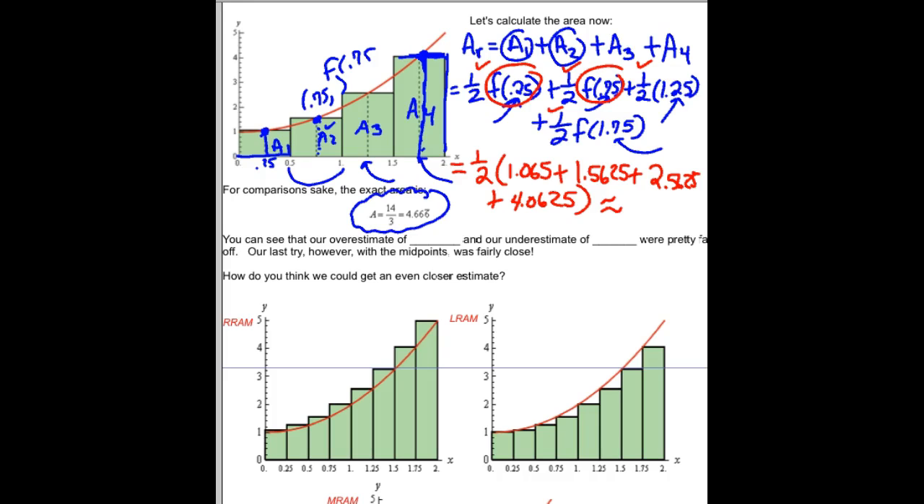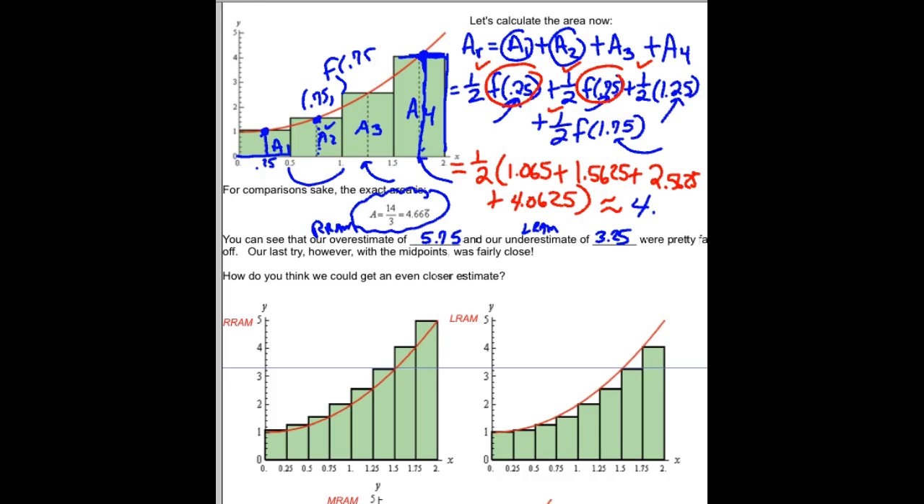We had a gross overestimate with our RRAM. We had 5.75. And then we had an underestimate with our LRAM. I believe that ended up being 3.25. But we're pretty close when we did the midpoints. This ends up being like, I think like 4.5-ish. You can wrap that up.